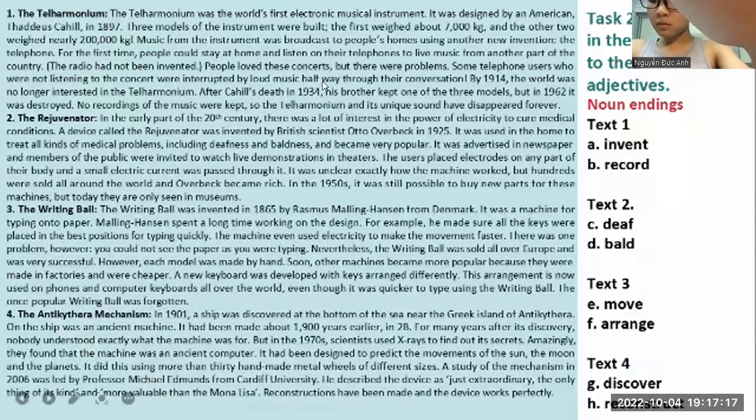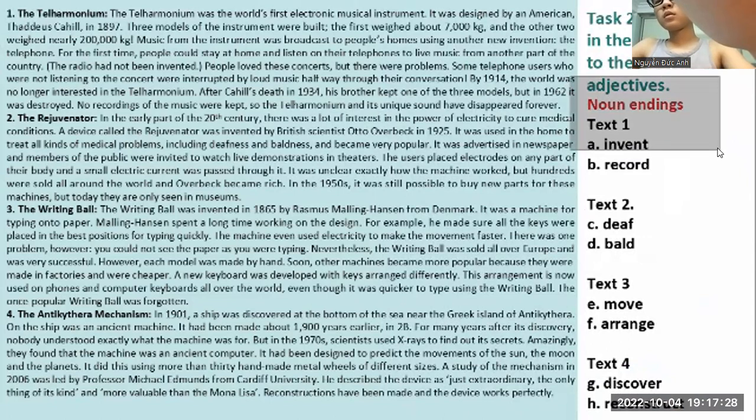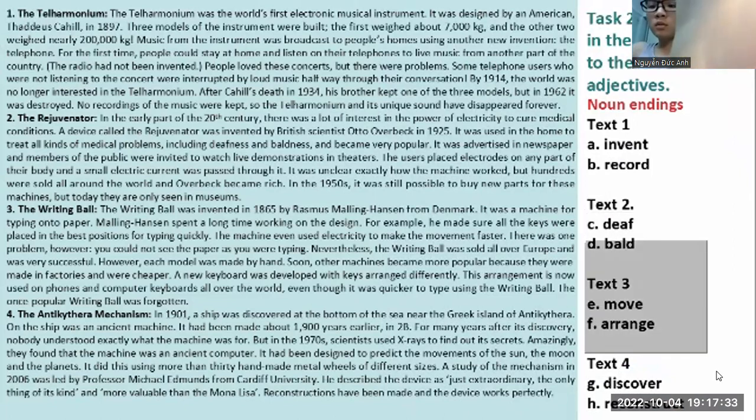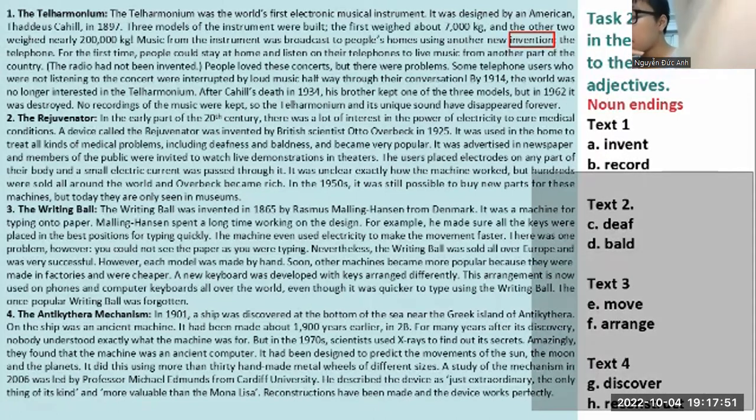Okay, so very good. So now I want you to find the nouns in the text from numbers 1 to 4 for these verbs and adjectives. In text 1: invent, record. Text 2: deaf, bald. Text 3: move, arrange, discover, and reconstruct. So for example, we have here this one, invention. What is the noun for invent? That is invention. How about record? I want you to find that one until text 4. Just circle the answer, Anne.